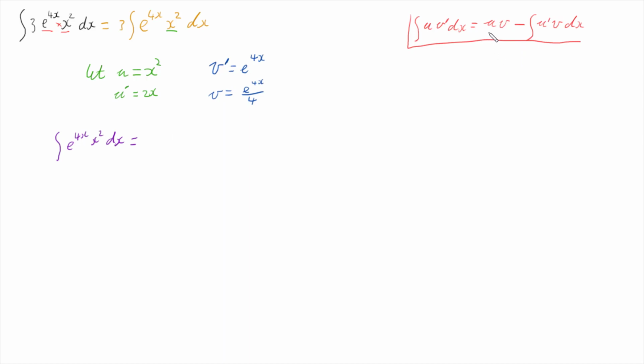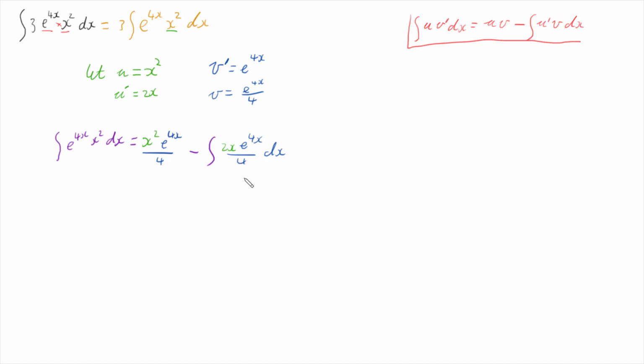So following it, I've got u, which we have here as x squared, multiplied by v, which we worked out here is e to the 4x on 4, minus the integral of u dash, which we worked out as 2x, times v, which is e to the 4x on 4, with respect to x. So now I've got this integral here, which I need to sort out.